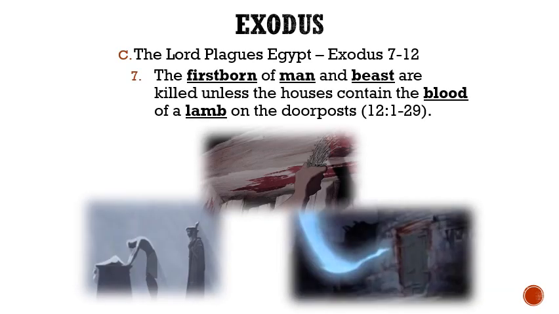Number 7. The firstborn of man and beast are killed unless the houses contain the blood of the lamb on the doorposts. God tells Moses to have all the Hebrew families take a spotless lamb and kill it in 4 days. After eating all of the lamb and getting clothed to leave, they were to take the blood from the lamb and apply some of the blood to the top and sides of the door. This would be so that when the Lord went through the cities, he would not kill any of their firstborn.